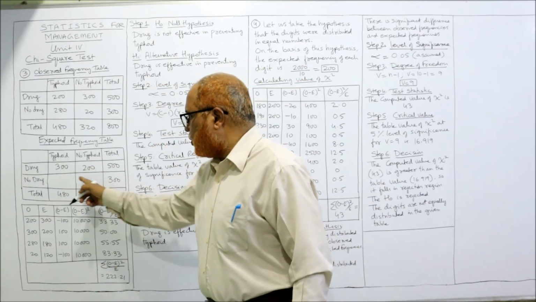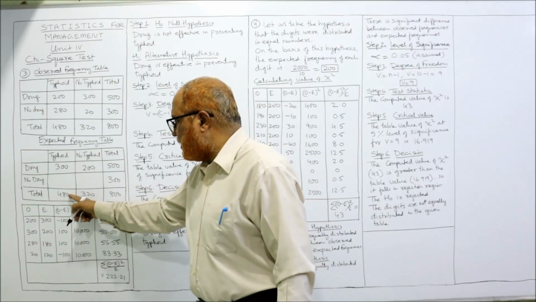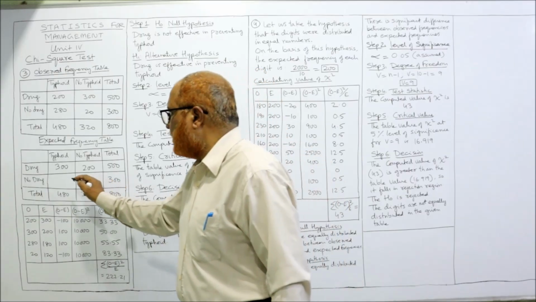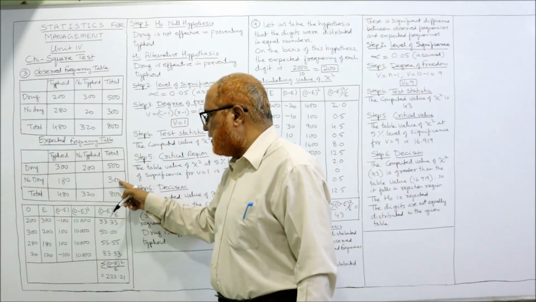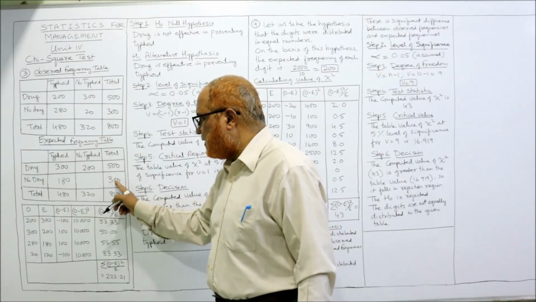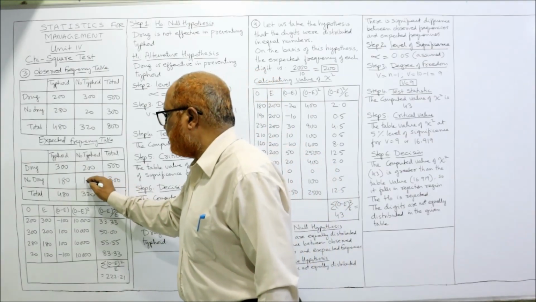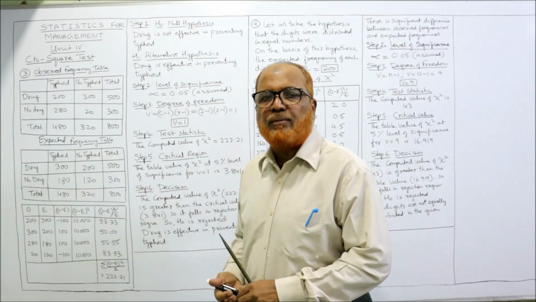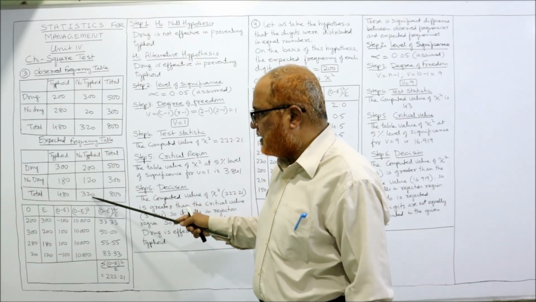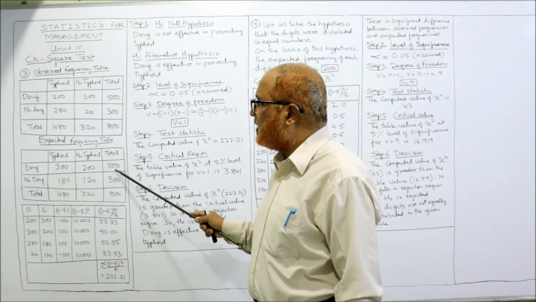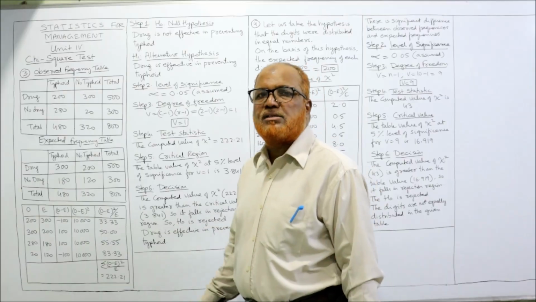Similarly, here row total is 300, column total is 480. So 300 into 480 divided by 800, you will get 180. Similarly, row total 300, column total 320. 300 into 320 divided by 800, you will get 120. Now you can confirm the totals. 300 plus 180, 480; 200 plus 120, 320; 300 plus 200, 500; and 180 plus 120, 300. This is called expected frequency table.